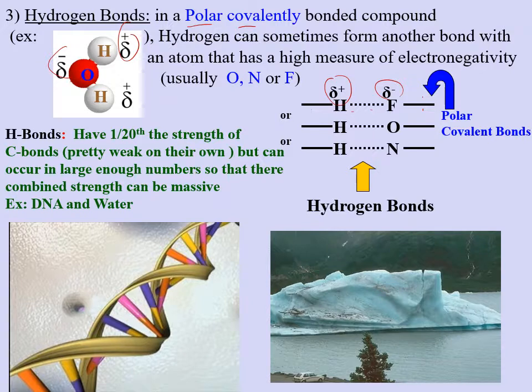In DNA, the entire center of the DNA here is held together with nothing but hydrogen bonds. Hydrogen bonds also explain why you can have this weird property. If you think about it, a solid of a basic compound should be denser than the liquid form. So if you had a solid piece of gold, you would expect it to sink in liquid gold if you put the two together.